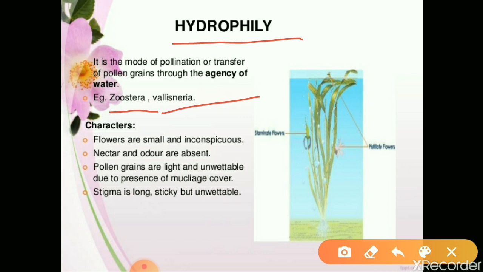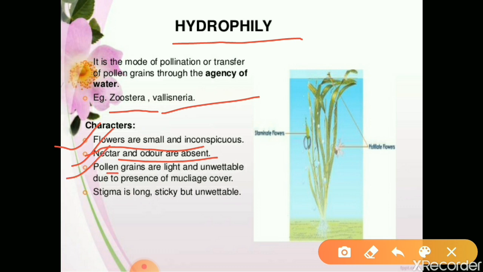Okay. Characteristic features of these hydrophilous flowers. First character, flowers are small and inconspicuous. Means in this plant we can see very small flowers, and inconspicuous, it is not clearly visible also. Nectar and odor are absent. It will not produce nectar, means honey-like substance, as well as it will not produce any scent or smell. Okay.